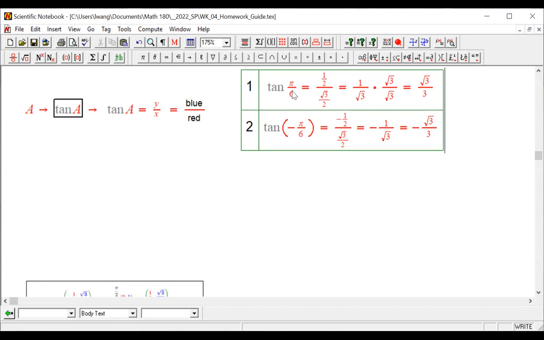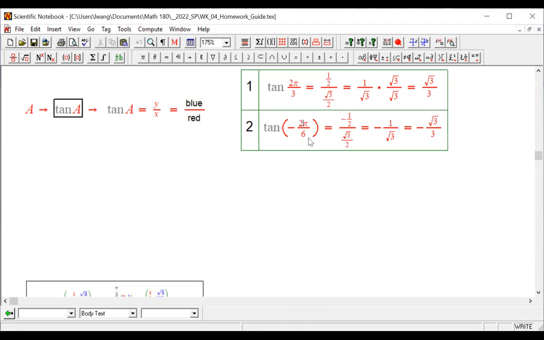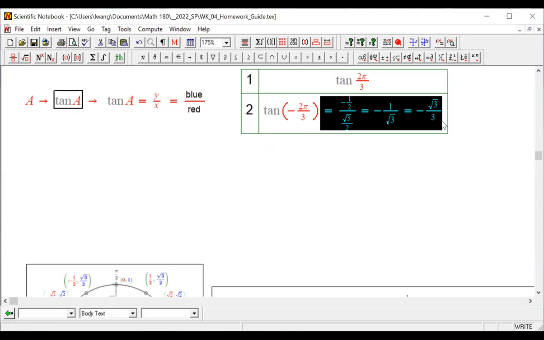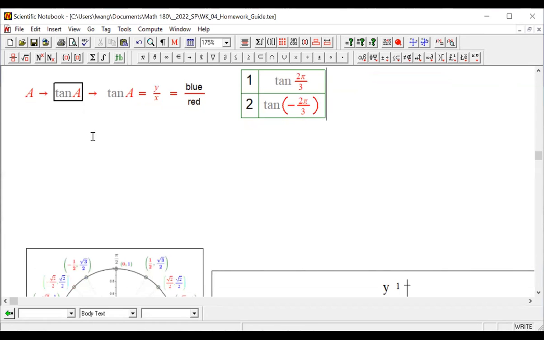These will be 2 pi over 3, and negative 2 pi over 3, okay? And I wish you to observe. How do we observe that?